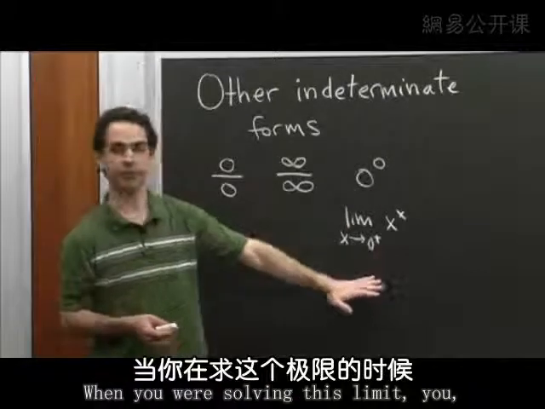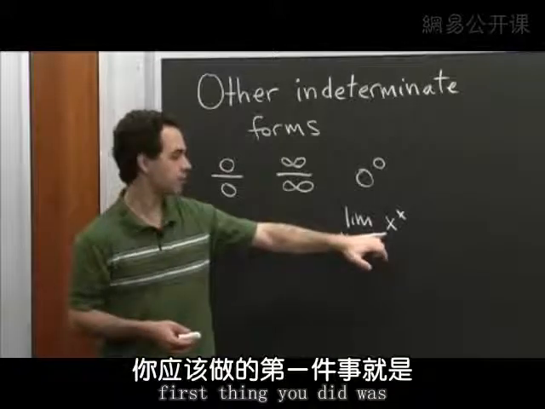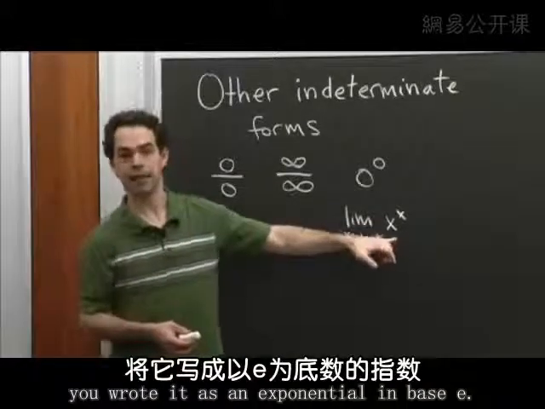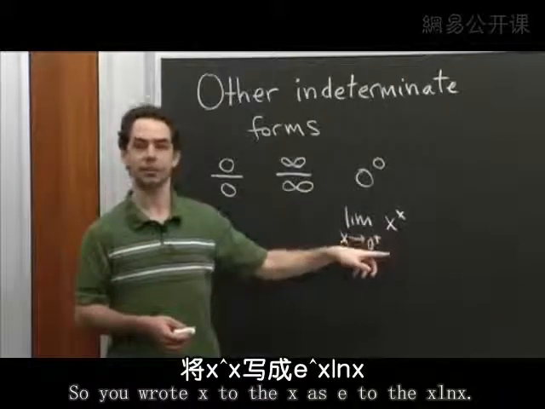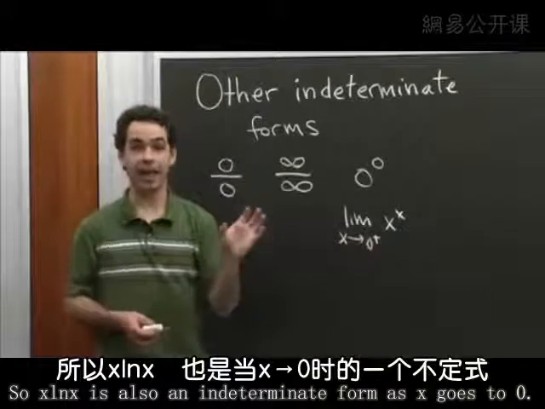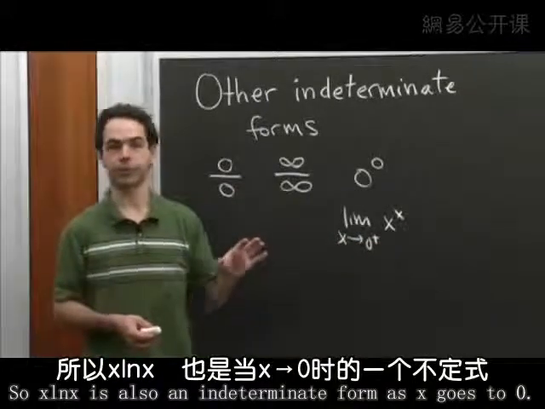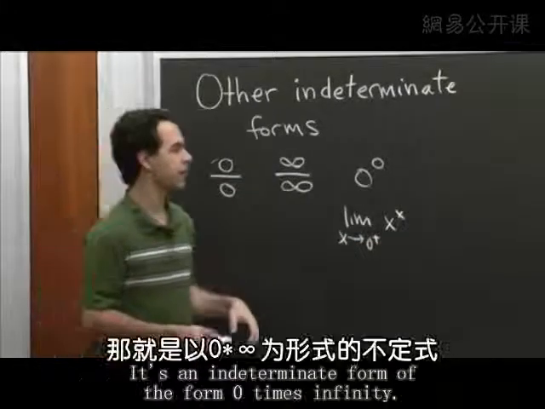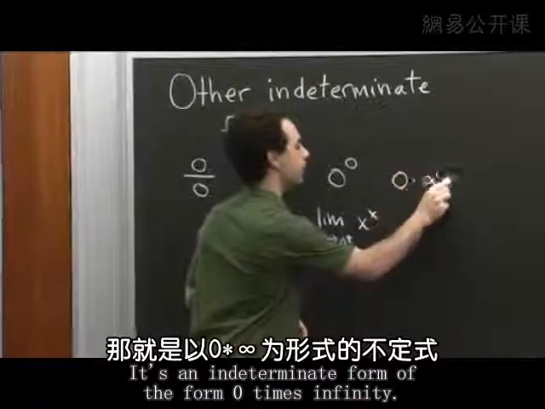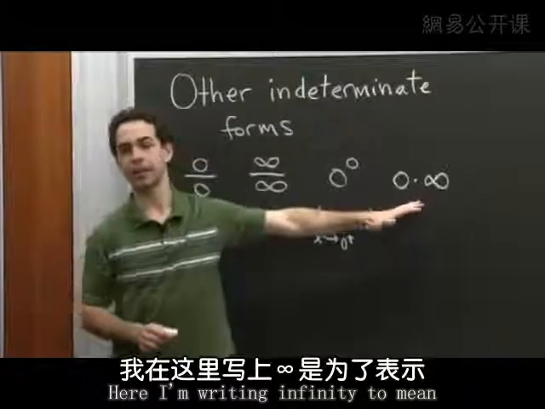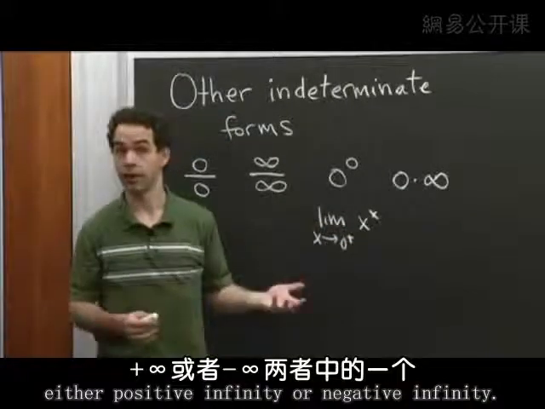When you were solving this limit, the first thing you did was write it as an exponential in base e. So you wrote x to the x as e to the x ln x. So x ln x is also an indeterminate form as x goes to 0. It's an indeterminate form of the form 0 times infinity. Here I'm writing infinity to mean either positive infinity or negative infinity.